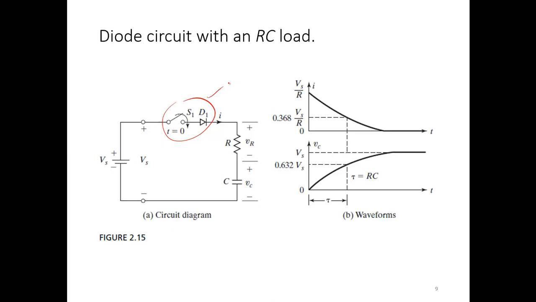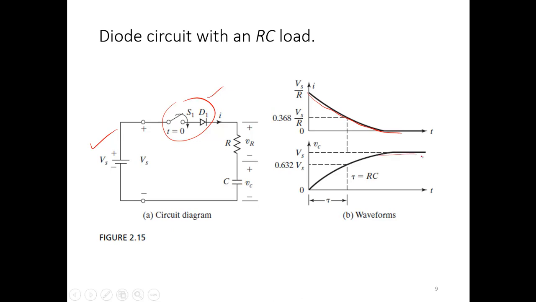Now what do you expect? If you close the switch and apply a voltage across it, the current will rise exponentially, as you know, and then the capacitor voltage will rise exponentially.